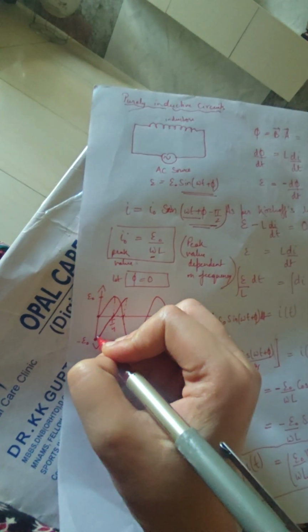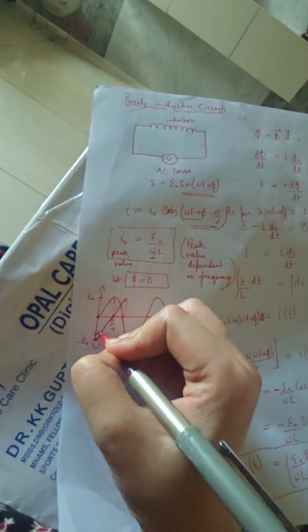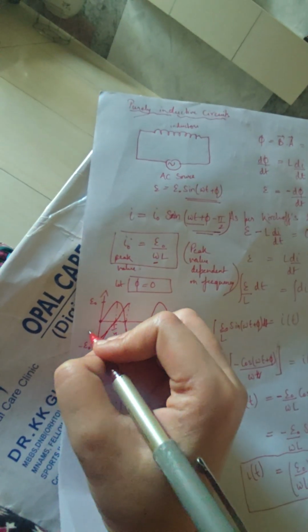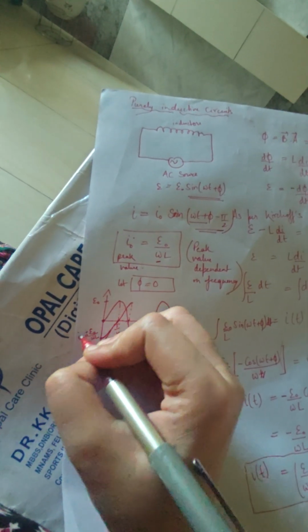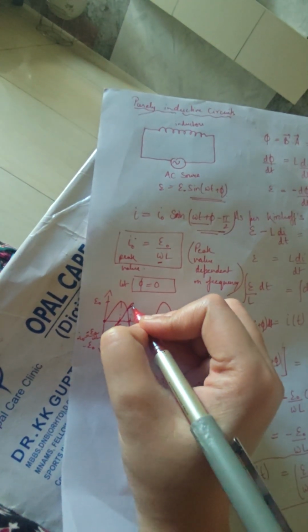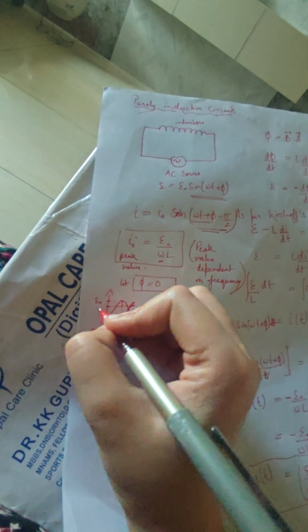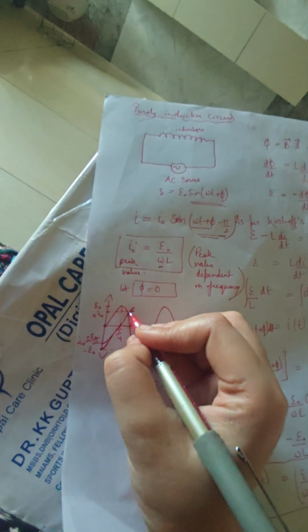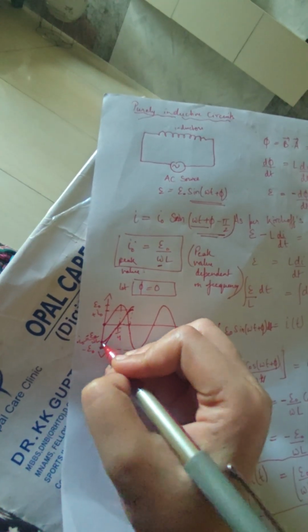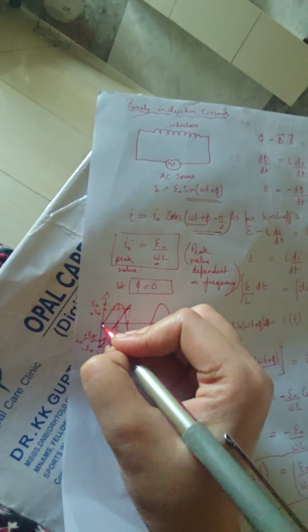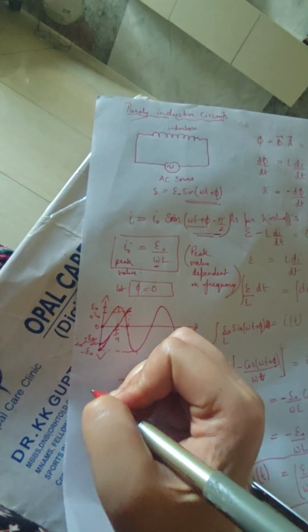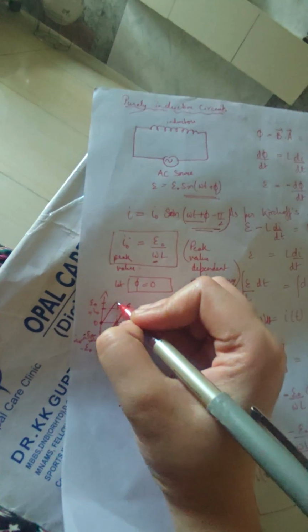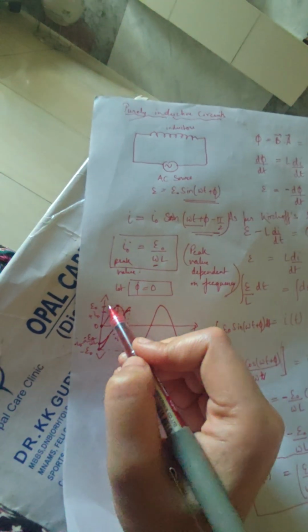The problem is that I have taken the amplitudes to be the same. Let's say this is the value of my E naught upon omega L, that is I naught. It's negative here, and this is your I naught plus. So when my EMF is at 0 value, at t equal to 0, the current is at minus E naught upon omega L. And then when my EMF is at maximum value here, the current has become 0.